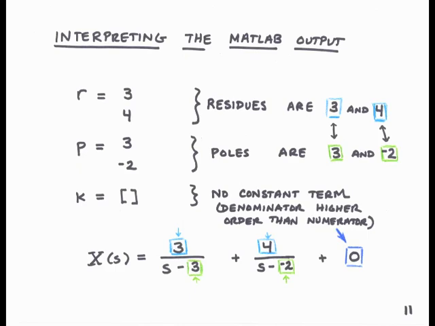Note the order. The order of r is 3 and 4. The order of p is 3 and minus 2. This means the first residue, r equals 3, is associated with the pole 3, and the second residue, r equals 4, is associated with the pole at minus 2. So we write the partial fraction expansion as X of s is 3 over (s minus 3) plus 4 over (s minus minus 2) plus 0, since there is no constant term, as indicated by k equals empty set.